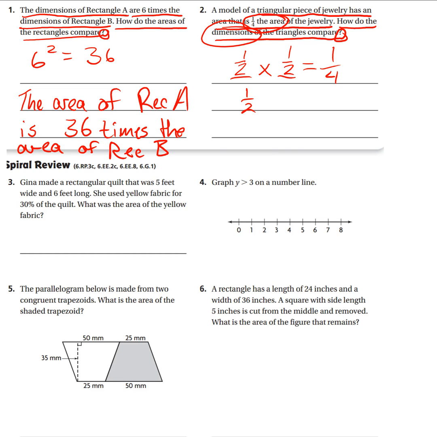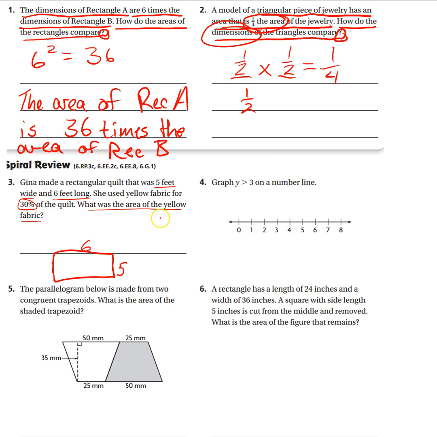Okay. Number 3, Gina made a rectangular quilt that was 5 feet wide, 6 feet long. 5 feet by 6 feet. Let me switch that so it looks a little better. She used yellow fabric for 30% of the quilt. What was the area of the yellow fabric?